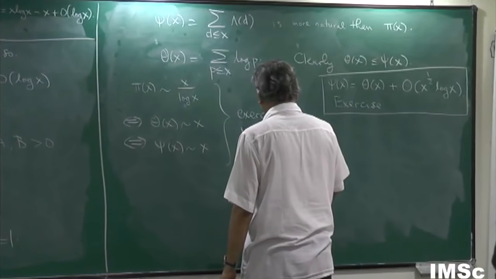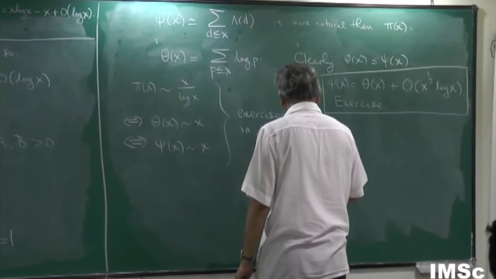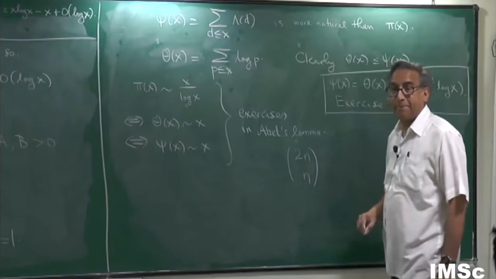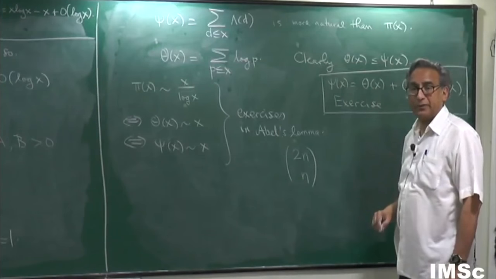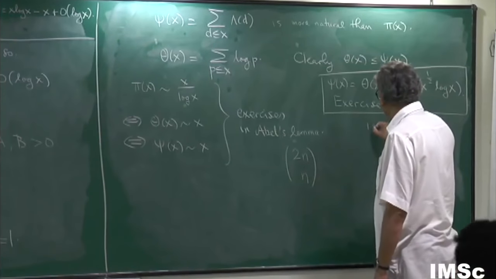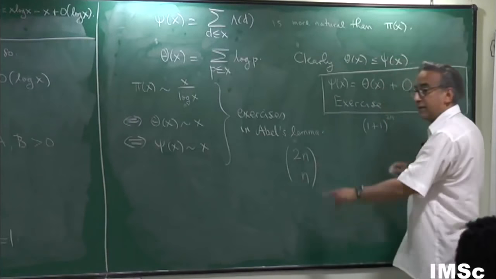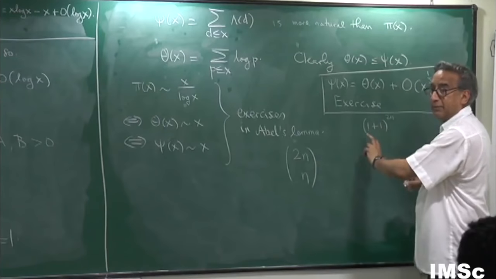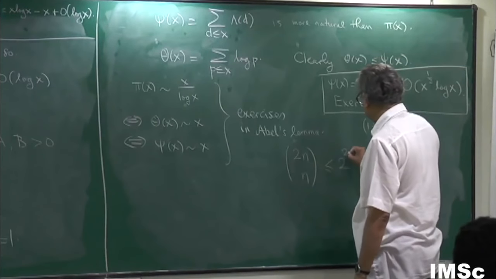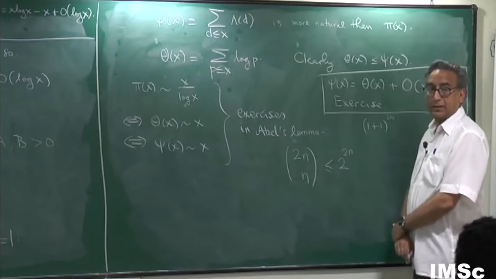Well, it's a very brilliant idea. He made the following observation. If I look at the binomial coefficient 2n choose n, this binomial coefficient, you can see that if I take the binomial expansion of (1 plus 1) to the power 2n, this is one of the terms in the expansion. Therefore, it's clear that this is less than 2 to the 2n. Okay, so you get this inequality.